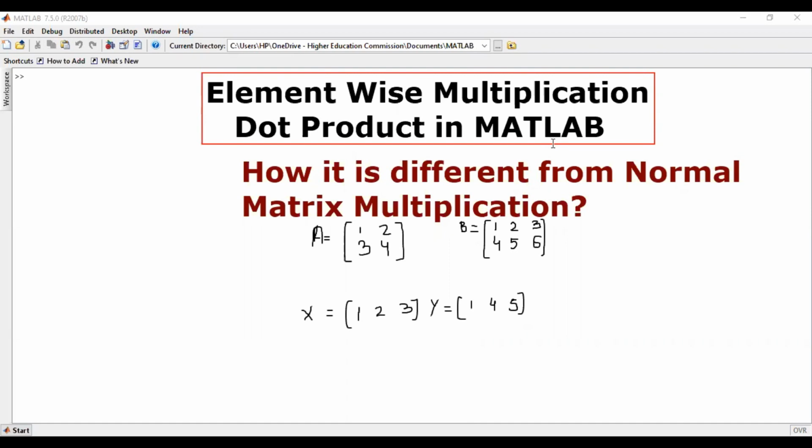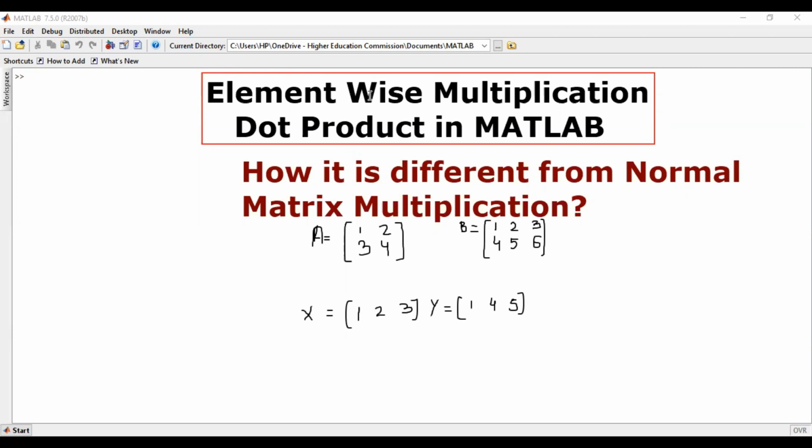In this video tutorial, I'm going to talk about a very important aspect while we are dealing with matrices or vectors, specifically in MATLAB environment. So, what is this concept? This concept is element-wise multiplication or dot product in MATLAB, right? Here, I'm trying to answer the question: how is it different from normal matrix multiplication?